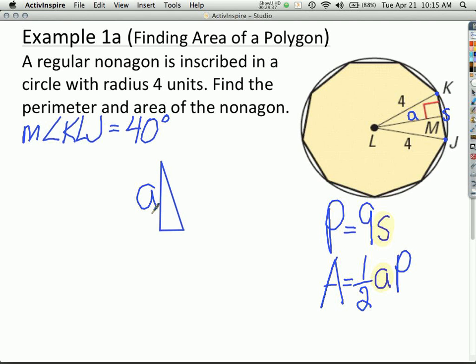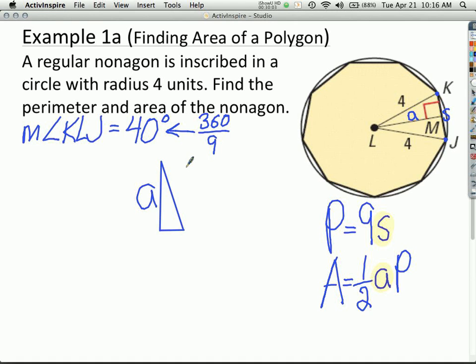Because KLJ is like an angle sector, and it's like 1/9 of the whole shape. Okay. How'd you get the 40? You get the 40 because we divided 360 by 9. Very good. So we do 360 divided by 9, and logically that will tell us that the central angle is 40 degrees. Very good. I'm going to come back to you in a second.